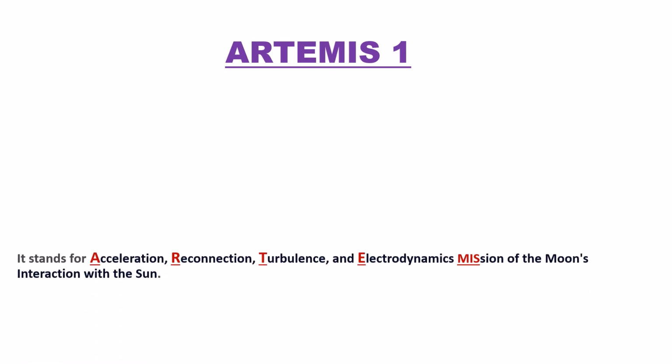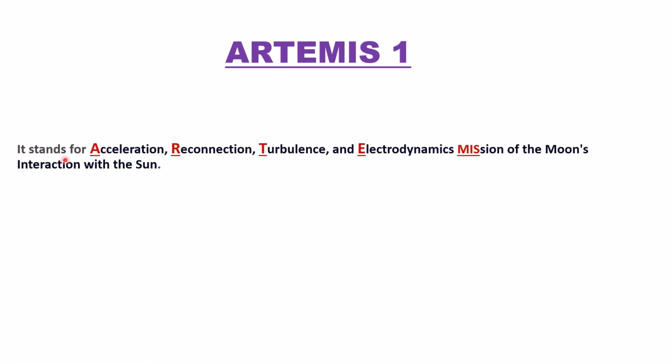And this Artemis mission is nothing but, it stands for Acceleration, Reconnection, Turbulence and Electrodynamics Mission of the moon's interaction with the sun. So A stands for acceleration, R for reconnection, T for turbulence, E for electrodynamics, and MIS for mission. And this is the first kind of mission.